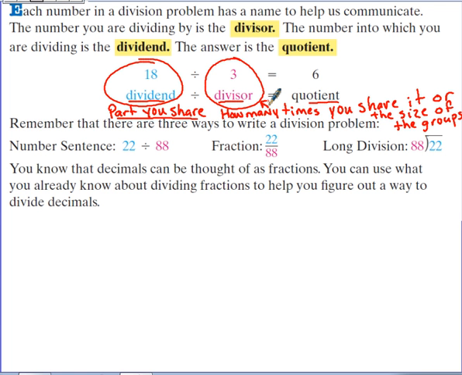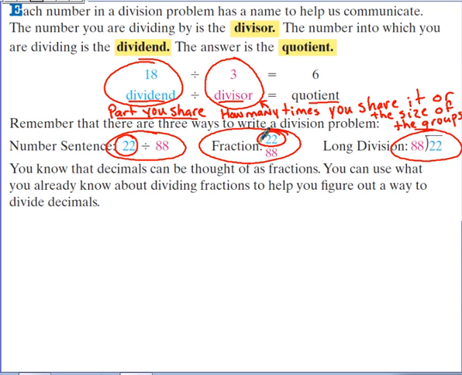So, here are some other examples. 22 divided by 8. Fraction form, 22 divided by 8. And the long division form, 22 divided by 8. Now, the dividend is the 22 in all of these. So if you notice, the dividend is at the beginning in your traditional number sentence. The dividend is the numerator in the fraction, and the dividend is inside this little division house in long division form.